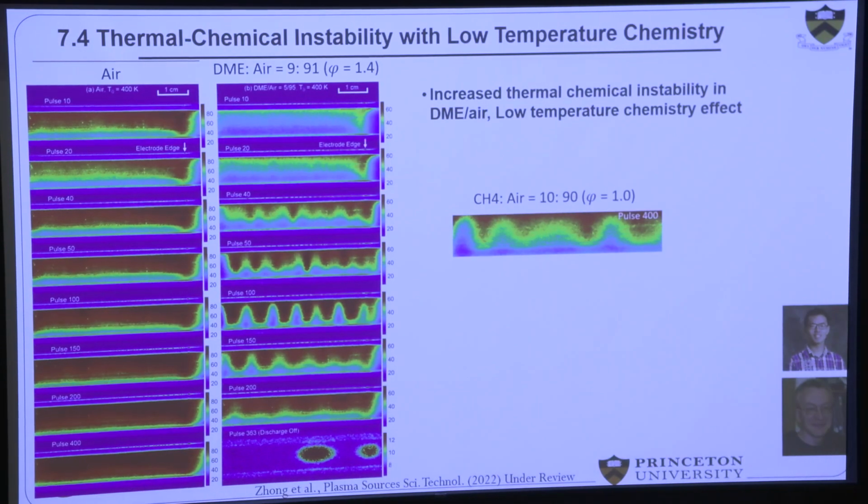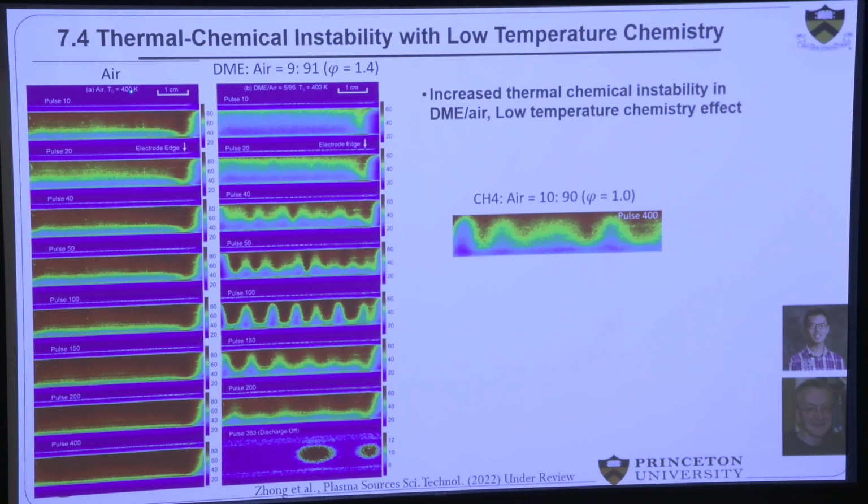And then we tried to say, okay, because we add pentane into it, and pentane has low temperature chemistry, what if we do an experiment? This is a collaboration between Hongtao and Yiguang Ju at Ohio State. You can see the nanosecond plasma discharge, comparison of air with dimethyl ether with air, at the equivalence ratio of 1.4.